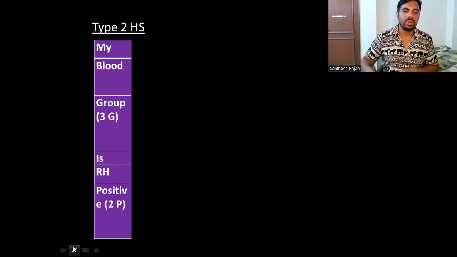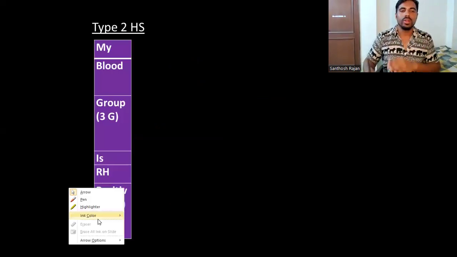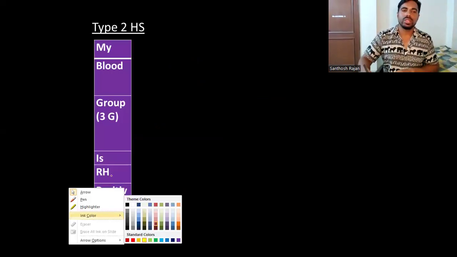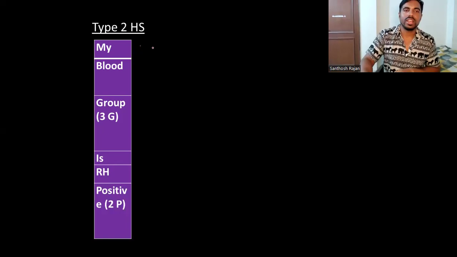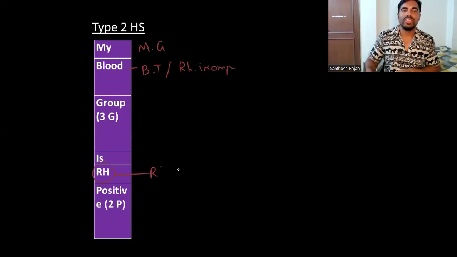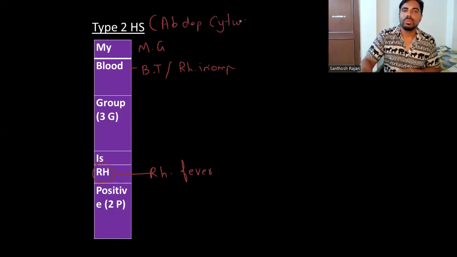Okay. Now type 2. Type 2, very easy. My blood group is Rh positive. Very simple. M for myasthenia gravis. B for blood transfusion, and the other one is Rh incompatibility. Then what is this Rh? This Rh is rheumatic fever. Rheumatic fever is type 2. Remember, type 2 is otherwise called antibody-dependent cytotoxicity. Cyto, like cytotoxicity. So it is easy.